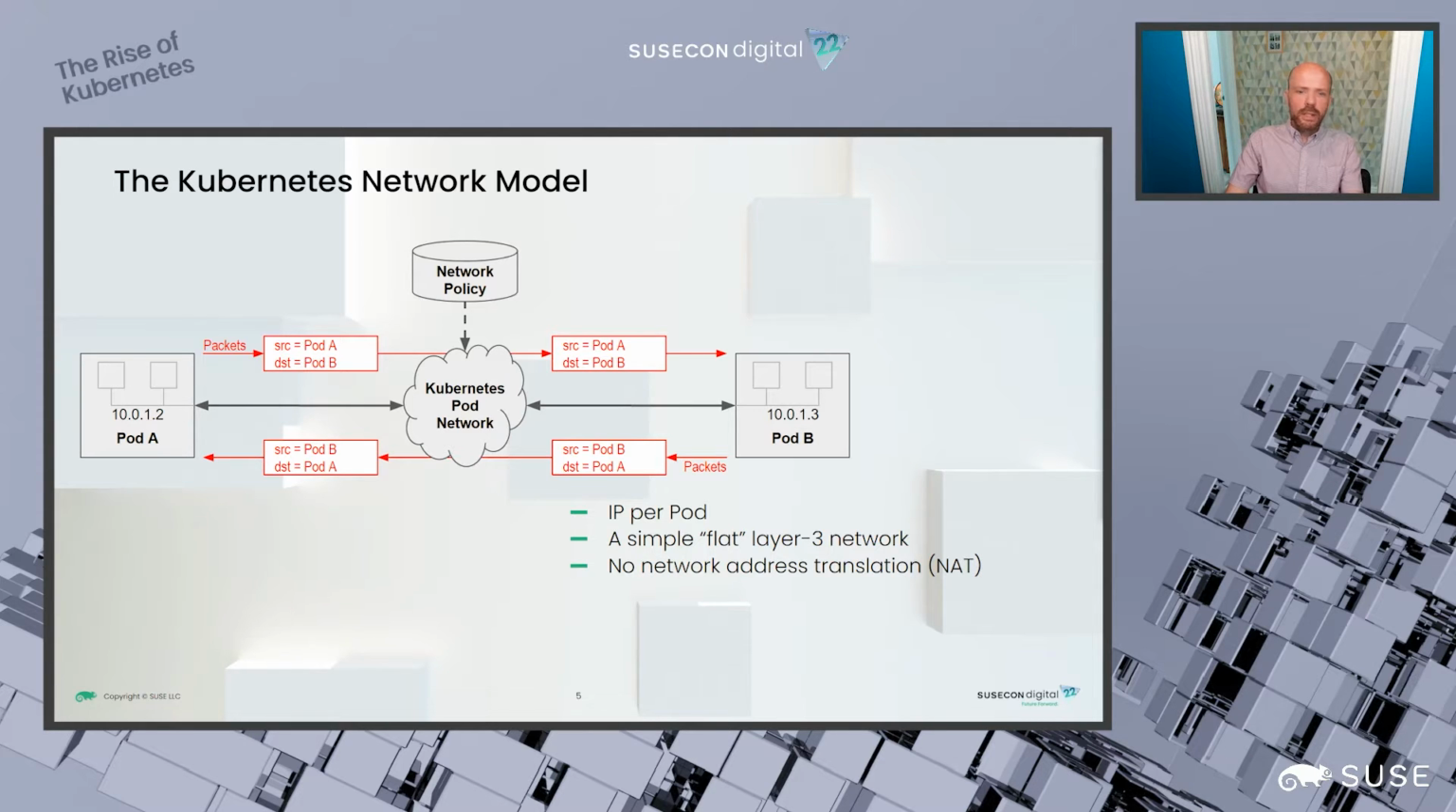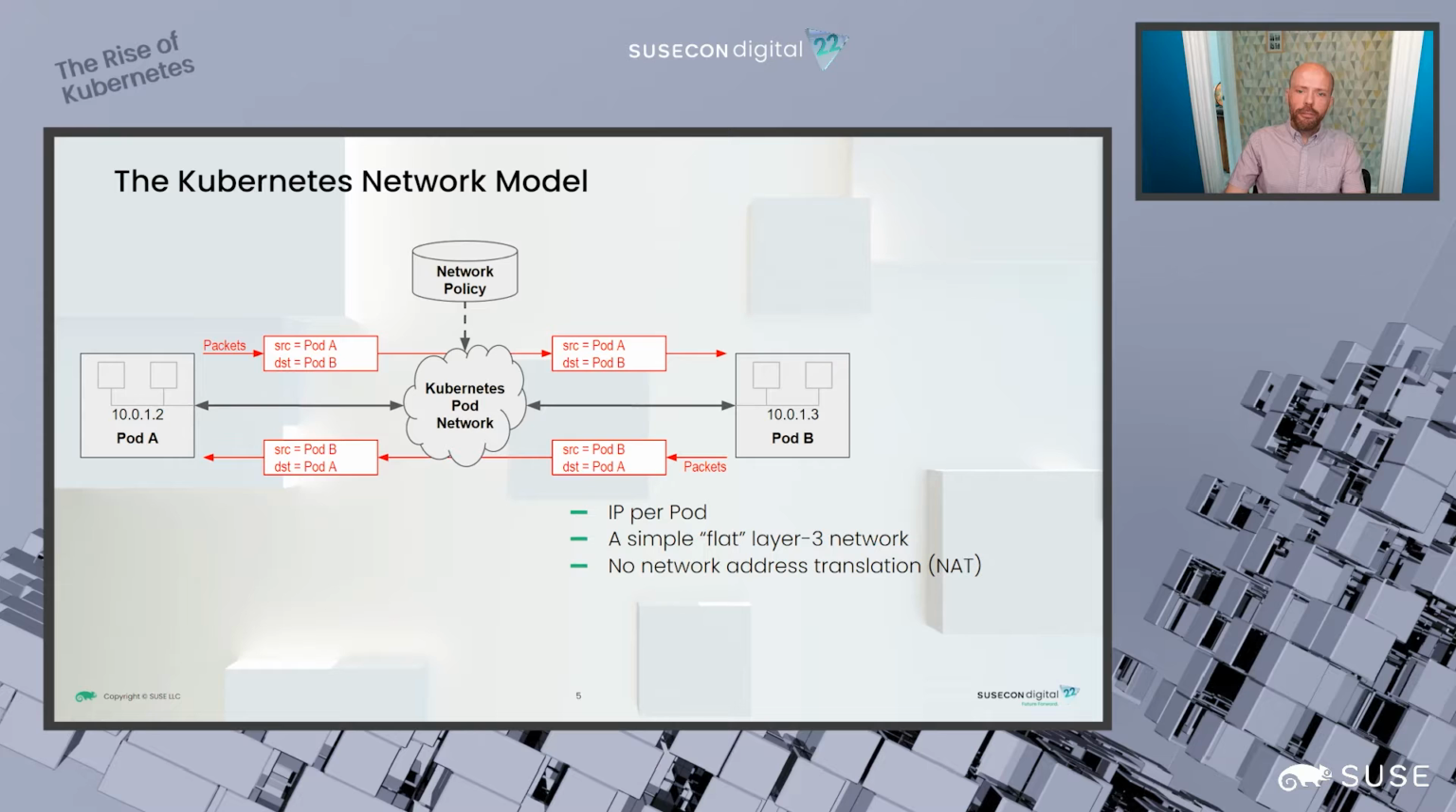Now, let's dive into the network model. So the first thing to point out here is that we have pods, and inside each pod we have containers. Now, you can have multiple containers within a pod, but they don't have their own IP address. The Kubernetes network model defines that each pod has its own IP address. So pod A has 10.0.1.2 and pod B in this example has 10.0.1.3.